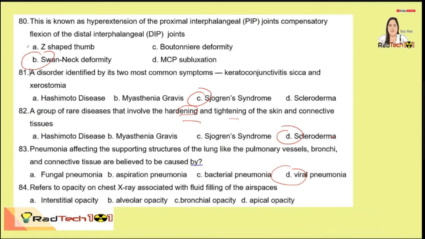Number 84 refers to the opacity on chest X-ray associated with fluid filling of the air spaces. So that is alveolar opacity. So, fluid filling of the air spaces in the lungs. You can see it on the chest X-ray. So that is alveolar opacity.